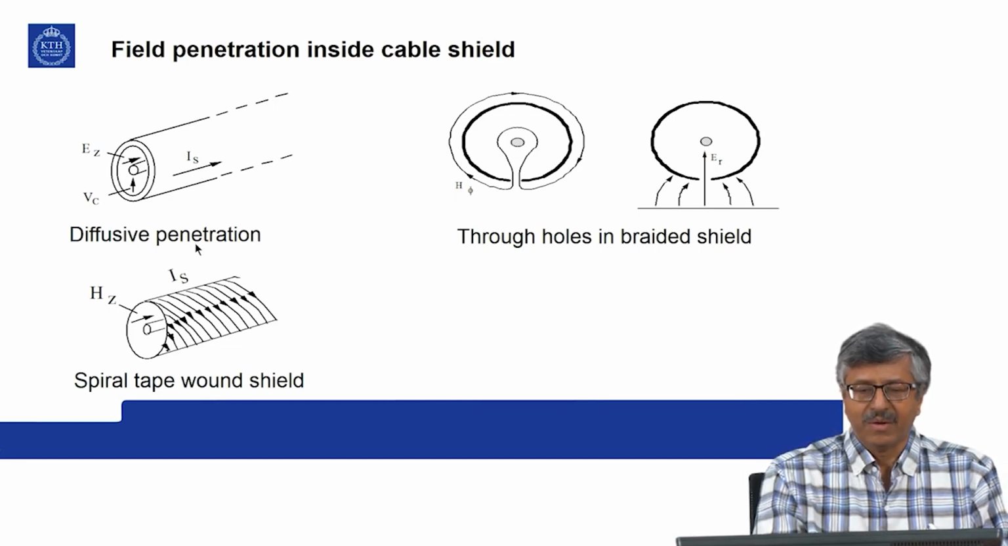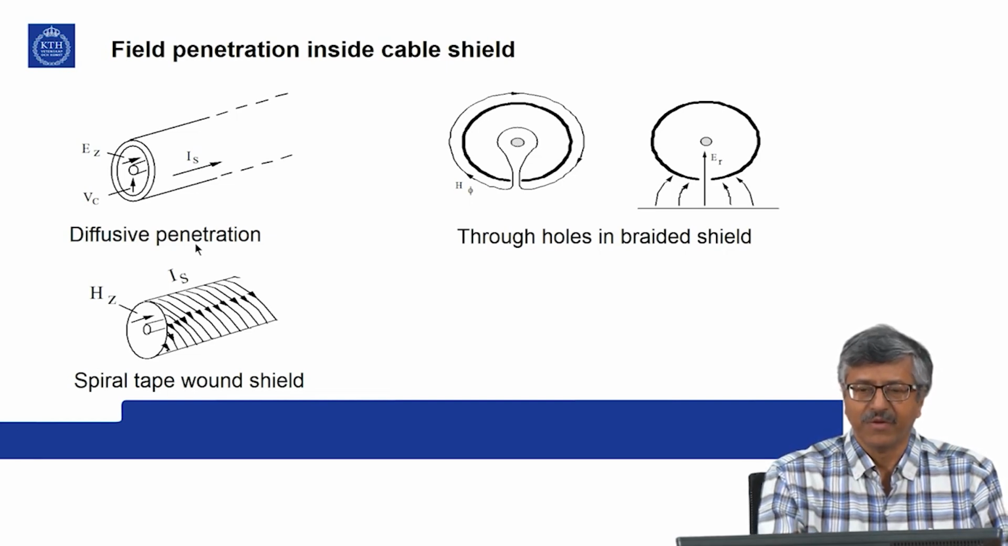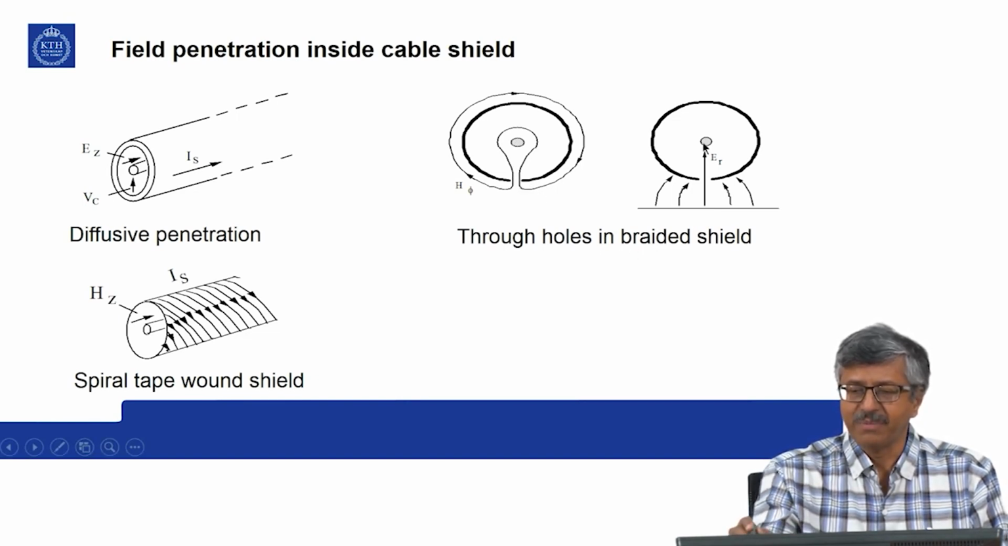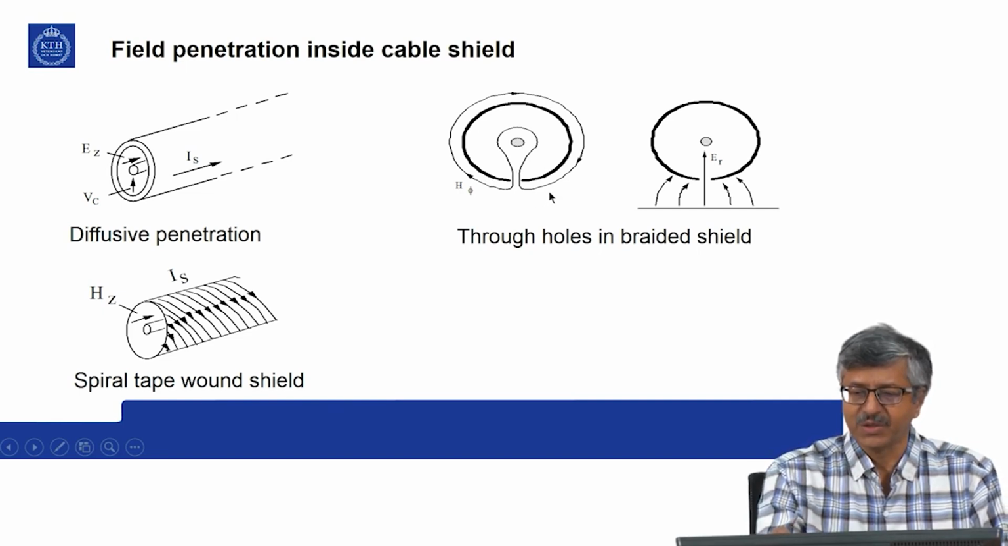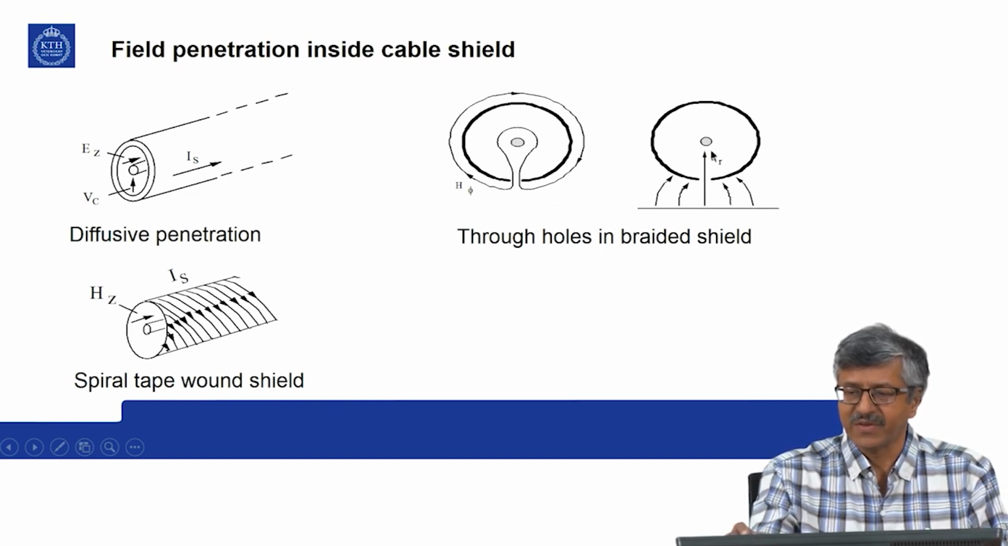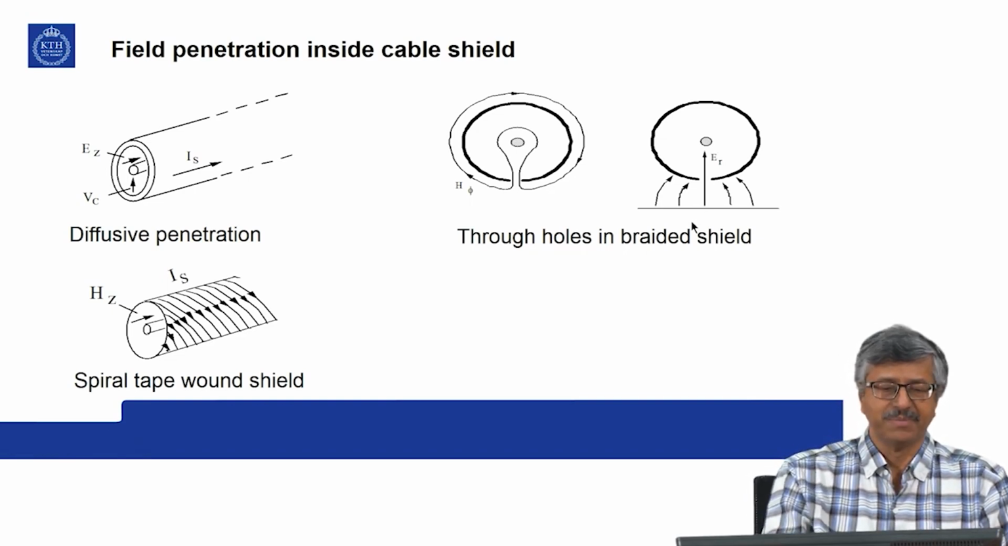Then often the shield is in the form of braid, weaved wires for the sake of flexibility, and through the holes of the braid you can have field penetration. So, here an example of magnetic field penetration to the inner conductor from outside is shown, and here a case of electric field penetration is shown, through holes in braided shield.